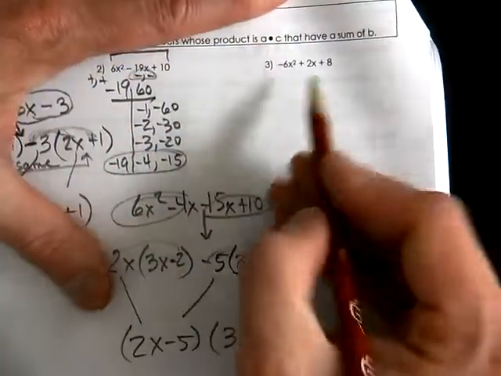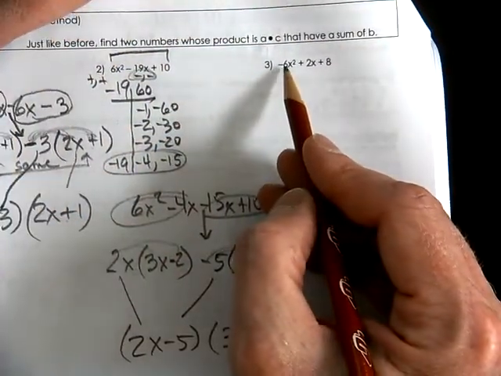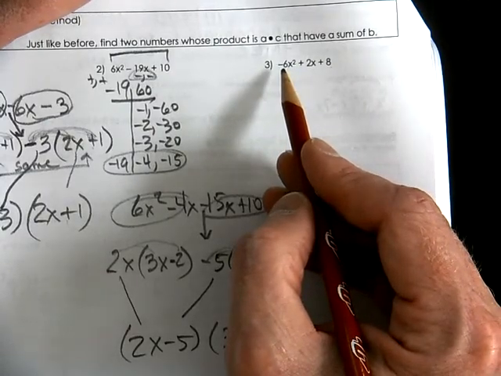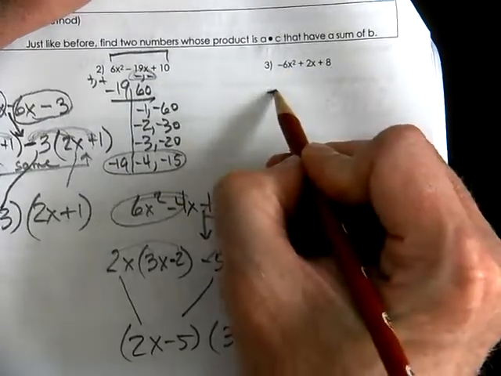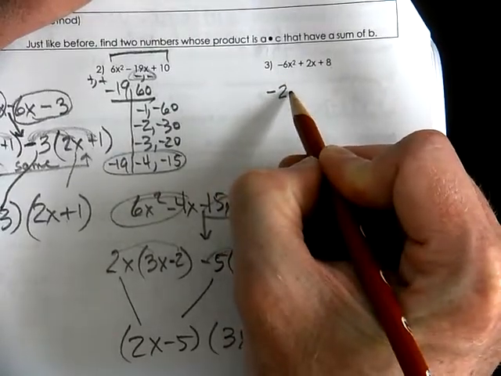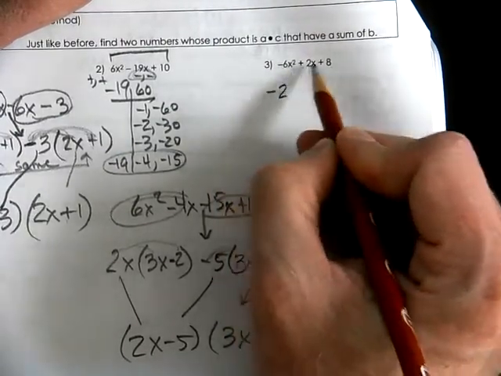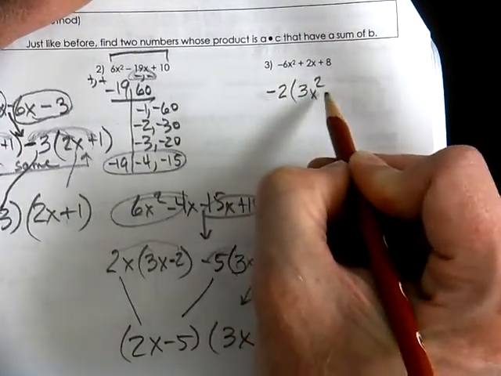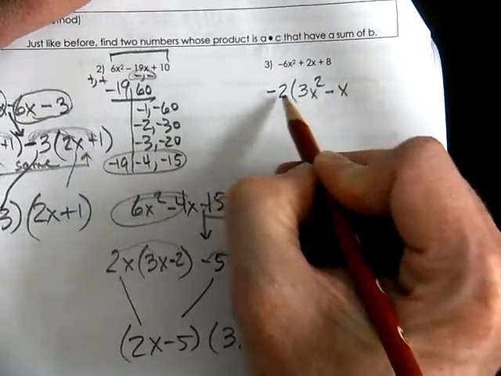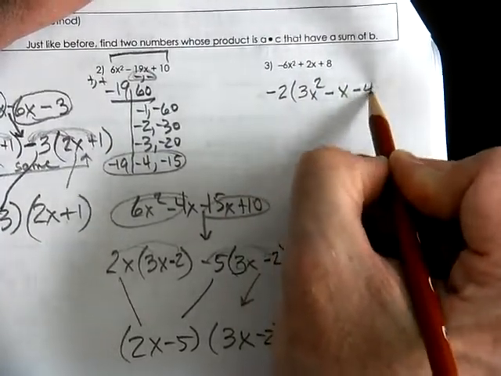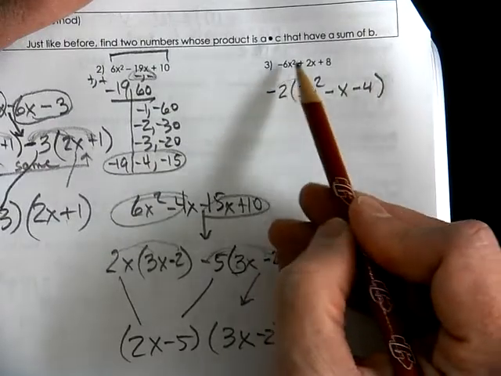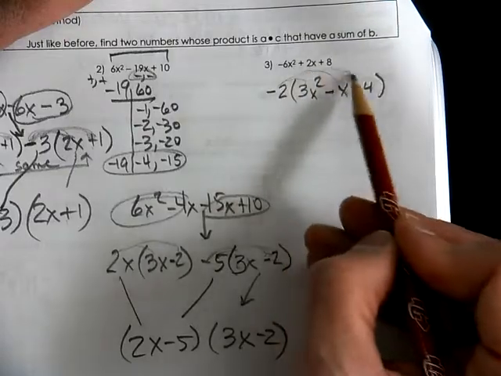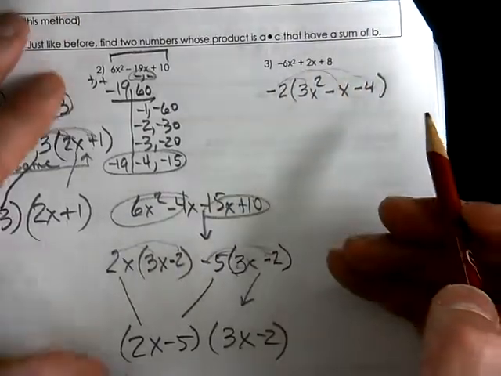Our last example here. I see that they're all even numbers. I also see a negative in front. I don't like negatives in front of the x squared. So I'm going to factor out a negative 2 out of each one of these. That's going to leave me a 3x squared, a negative x, and a negative 4. When I multiply this back in, I get negative 6x squared, positive 2x, and positive 8.